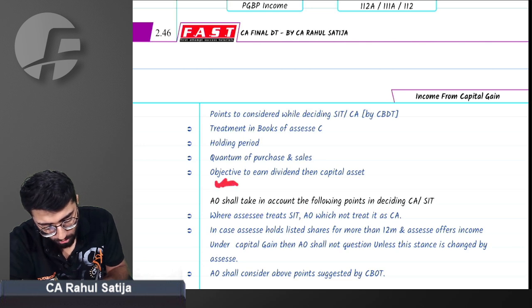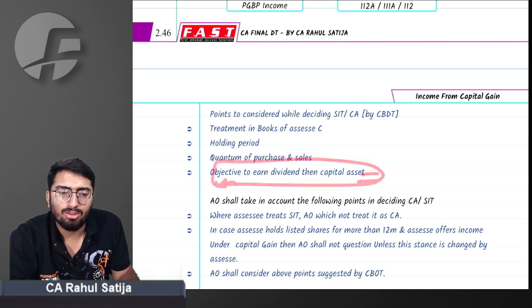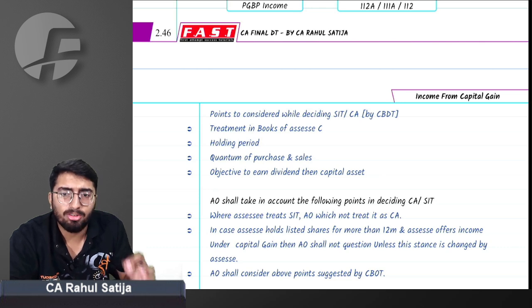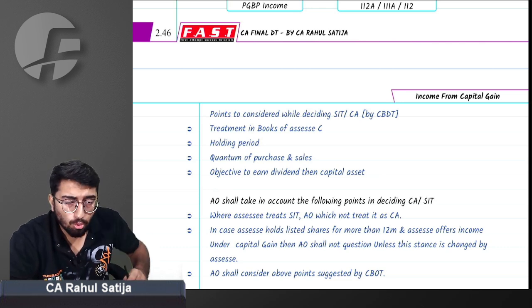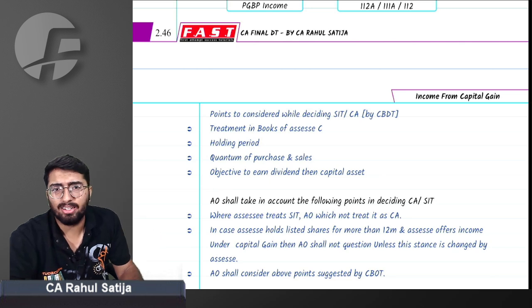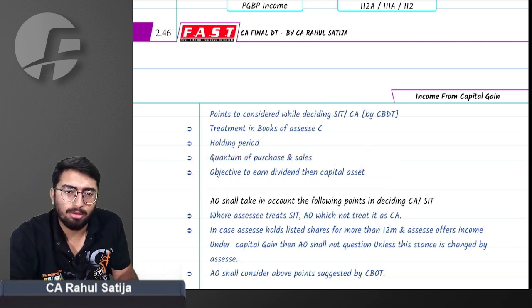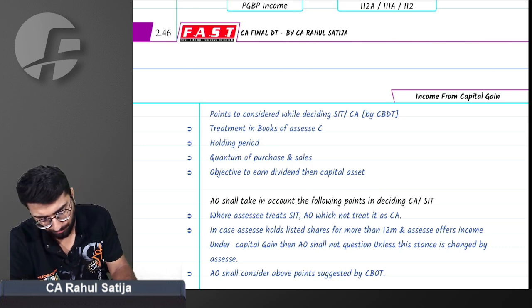Sir, if his objective is to earn dividend, then it is capital asset. Normally, people who are long-term investors earn from dividend. Any person who holds such stock as stock in trade never wants to earn from dividend. They just want to earn from price fluctuations. Therefore, if a person has an objective to earn dividend, for him it will always be capital asset.